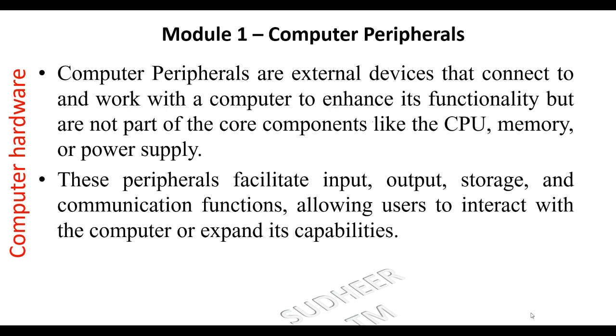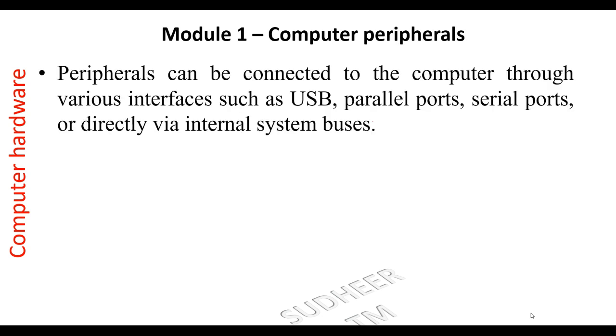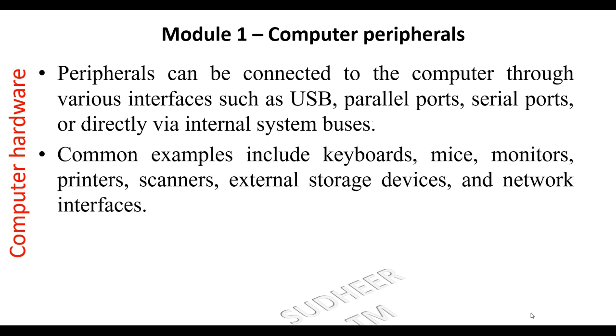Okay, so the units we additionally interface to interact with the computer are all what we study under the topic of computer peripherals. Peripherals can be connected to the computer through various interfaces such as USB, parallel ports, serial ports, or directly via internal system buses. How do we interface? Each device is connected in a different way. Common examples include keyboards, mouses, monitors, printers, scanners, external storage devices, and network interfaces. These are the peripherals we need to cover in this session.